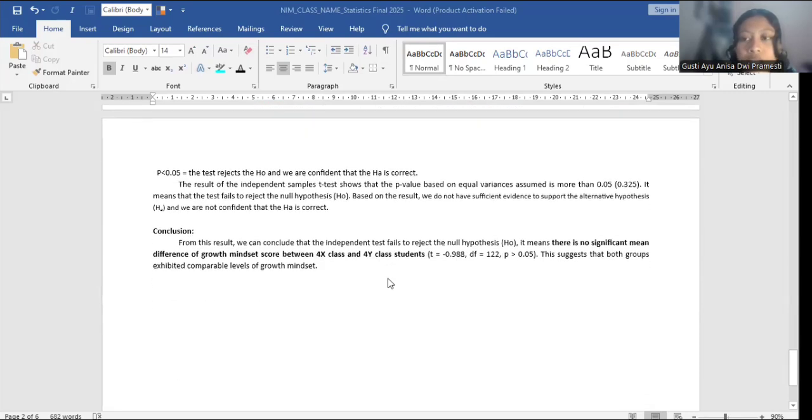From the result, we can conclude that the independent t-test fails to reject the null hypothesis, or the H0. It means there is no significant mean difference of growth mindset score between 4X class and 4Y class students, with t negative 0.988, df 122, and the p-value more than 0.05. This suggests that both groups exhibited comparable levels of growth mindset.